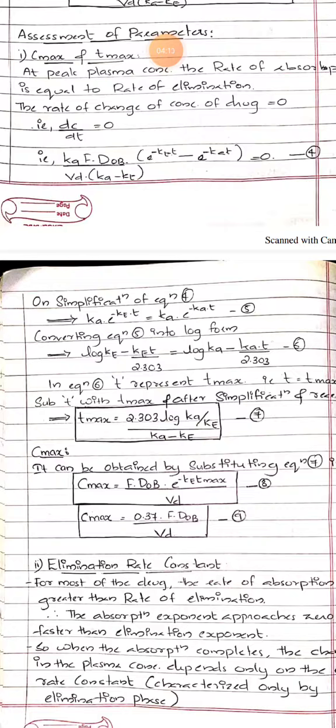In equation 6 there is a T, and that T represents Tmax, because we have derived and simplified the equation at the particular point, Cmax. The time corresponding to the Cmax is Tmax. So we can substitute the T in equation 6 with Tmax.